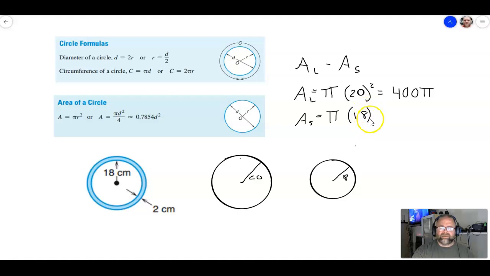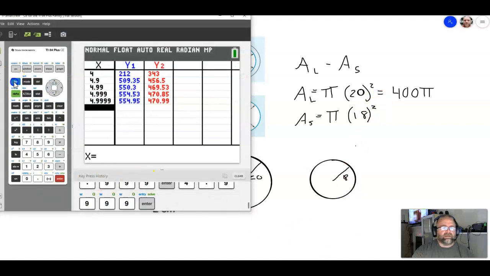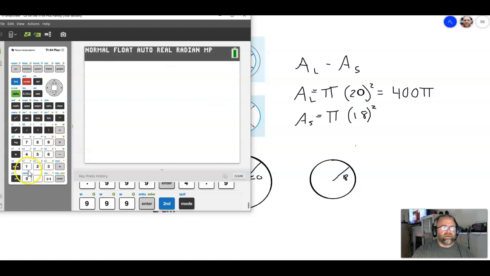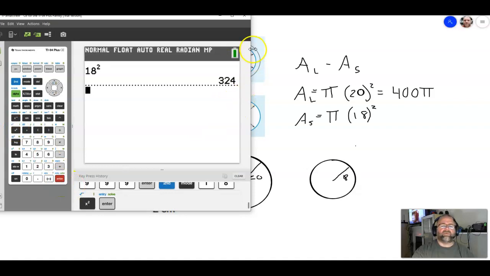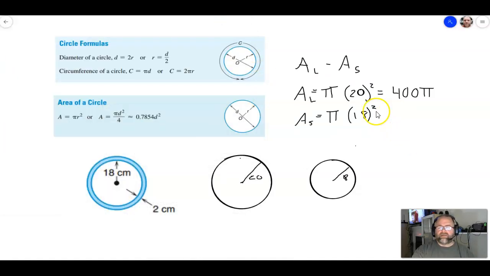I think that one's 386, but I am not sure. So let me go up here and take a second. 18 squared. No, 324. All right. So that is going to be 324 pi.